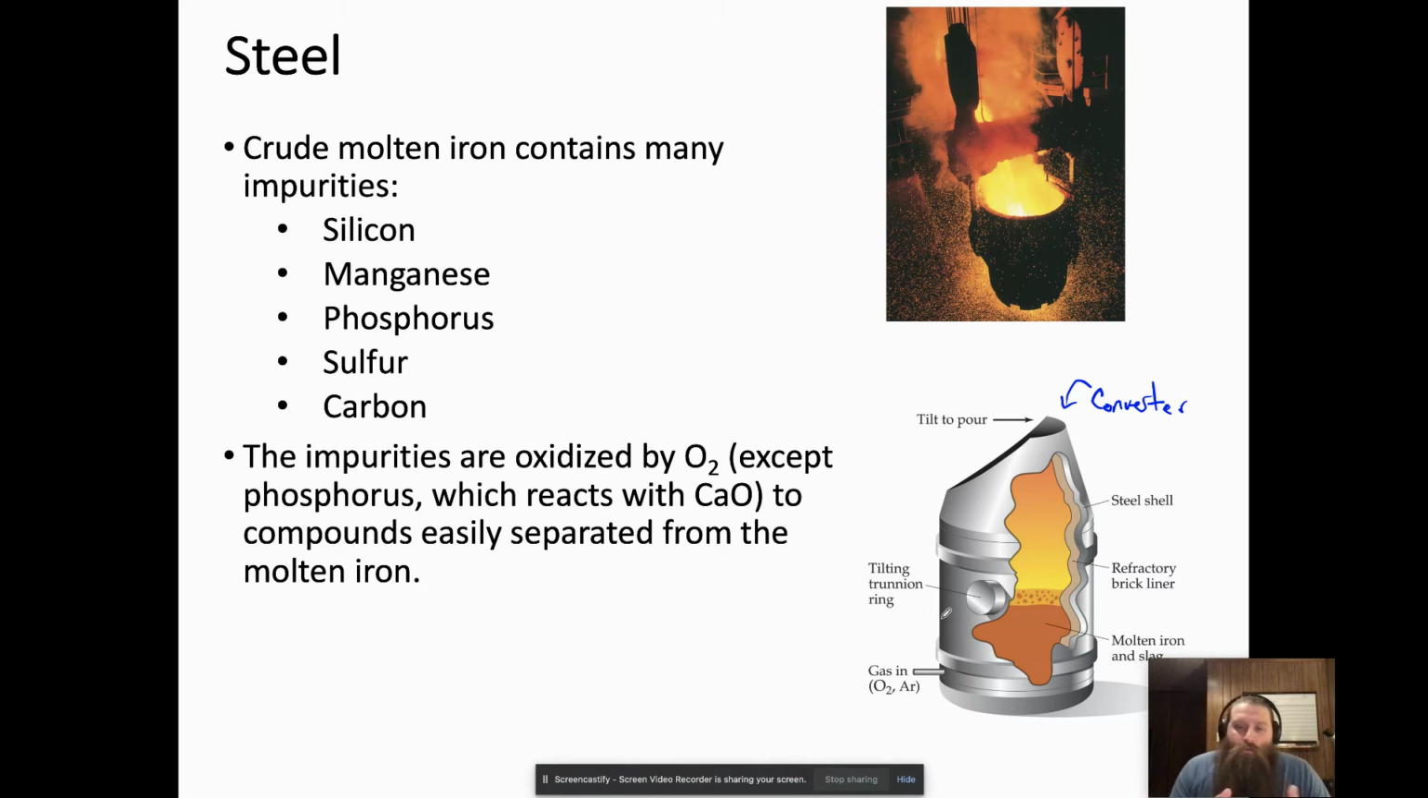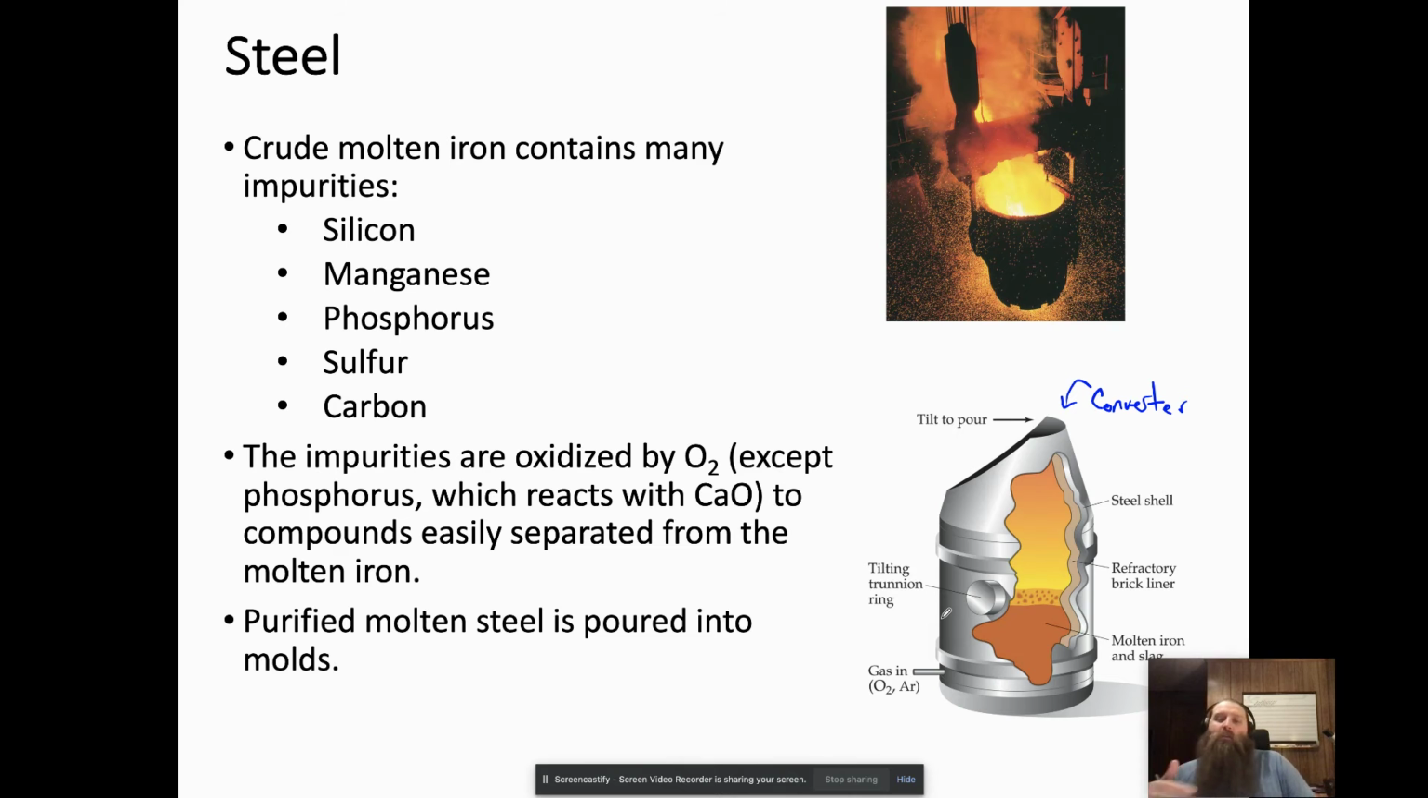And when they are certain that most of the impurities have been removed, they'll tilt the trunnion and pour out the steel, and there we go. We'll pour that into molds, and then you have your steel. When they pour it into the mold, technically at this point, when you're pouring, it's still iron coming out, right? Iron out. When they pour it into the mold, this is when we're going to add elements to make the steel.